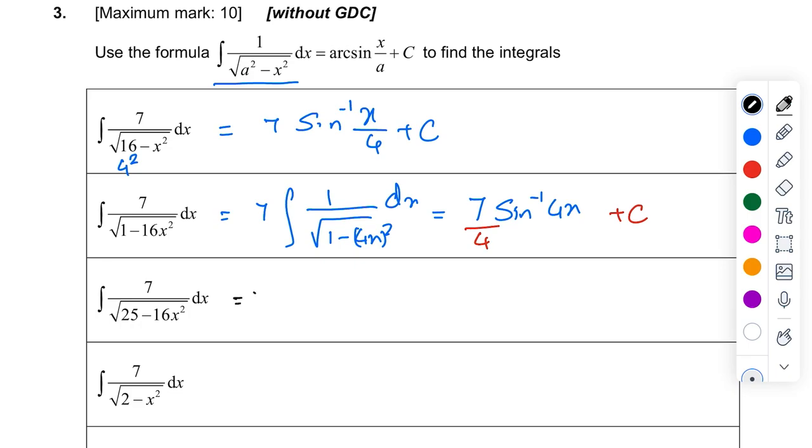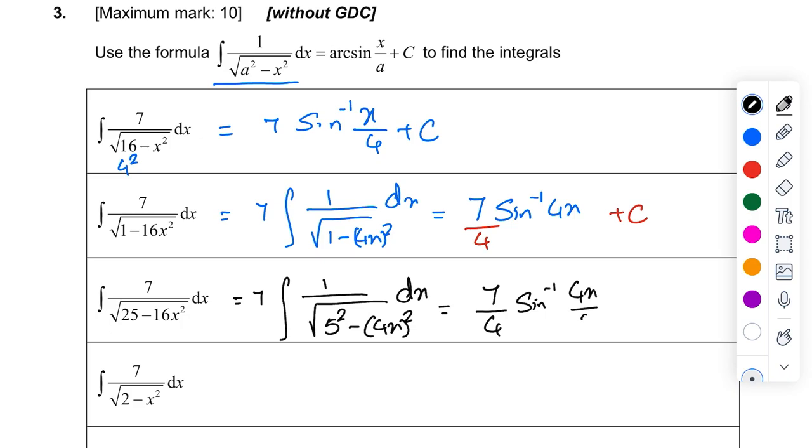Now how do I write this one? 7 outside, 1 upon square root of 5 square minus 4x whole square dx. So it becomes 7 upon 4 sine inverse of 4x upon 5. So sine inverse of x upon a plus c. So times 4x derivative is 4. So don't forget to write divide by 4.